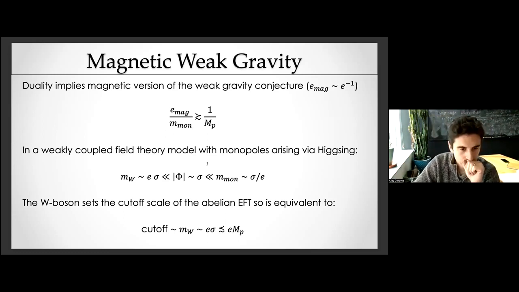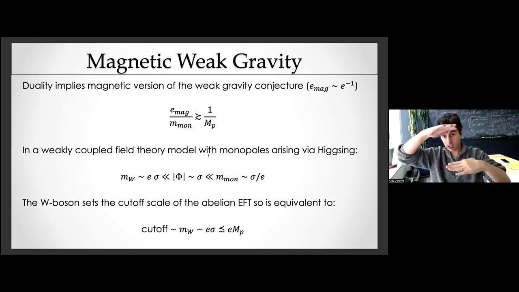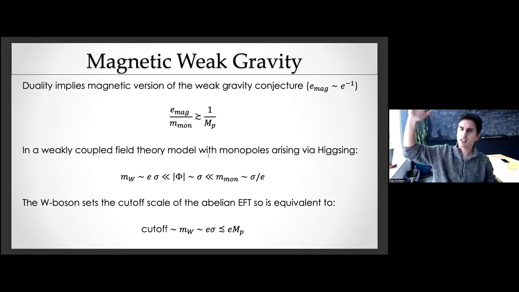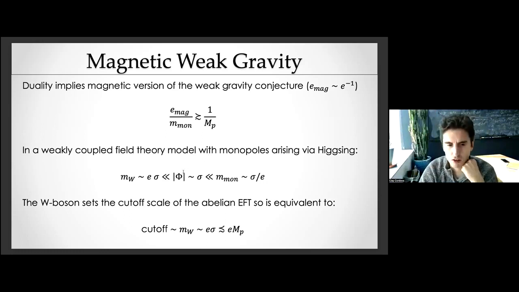Okay, let's try to make it a little more concrete by thinking about a model where we have actual dynamical monopoles. So we'll embed our U1 gauge theory inside a non-abelian gauge theory, which arises by Higgsing some adjoint scalar. So phi here will be an adjoint scalar. And then we'll actually have 't Hooft-Polyakov monopoles in the spectrum. We could try to ask, what does this conjecture mean about the parameters of that kind of model?